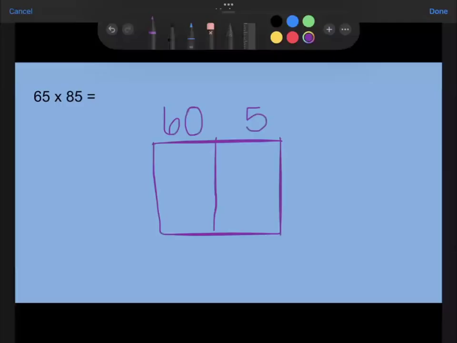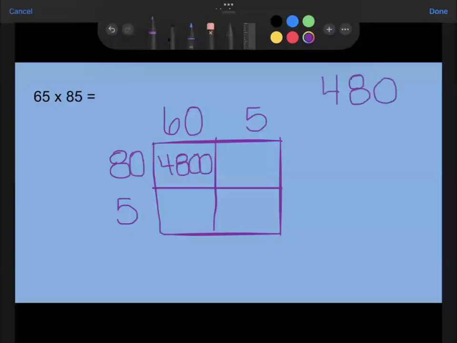Now I'm going to take 85 and split it up. So 80, or an 8 in the tens place, represents a value of 80, and then 5 ones represents 5. So now I need to multiply to fill these boxes. The box on the top left would be 6 times 8, which is 48, and then I would add those 2 zeros to the end. So this is 4,800 as my first partial product.